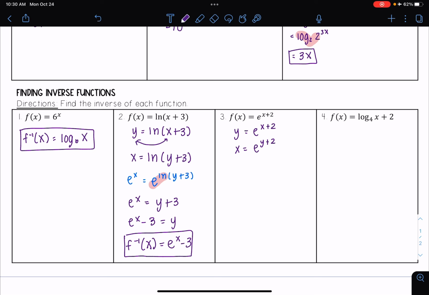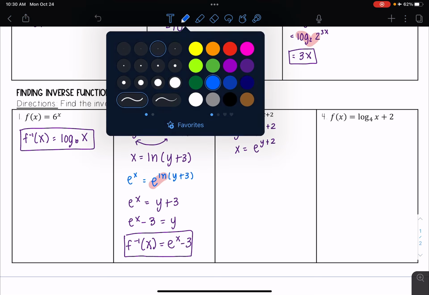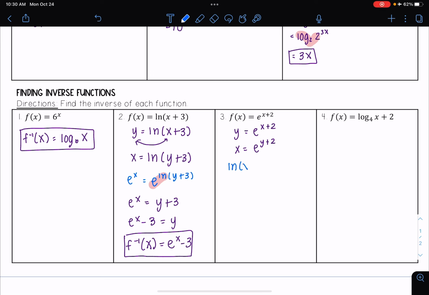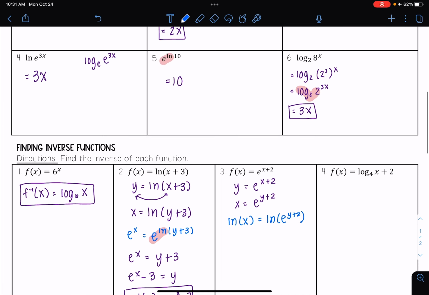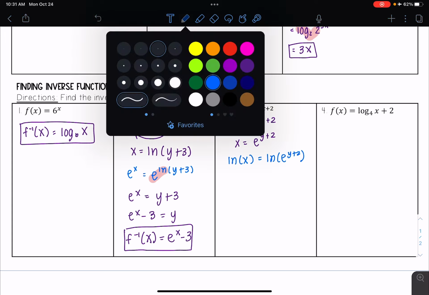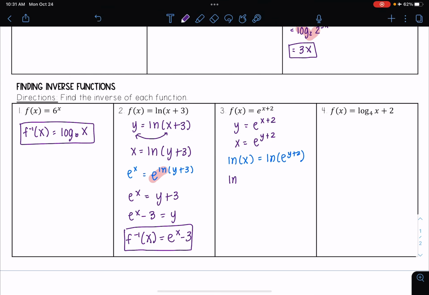So I'm going to rewrite this in logarithmic form. So I'm going to take the natural log of both sides. So now I have the natural log of x is equal to the natural log of e to the y plus 2. And just like what we saw up here, when I take the natural log of e, that cancels out. And so I am left with natural log of x is equal to y plus 2. And then when I subtract 2 to the other side, I get the natural log of x minus 2 is equal to y. So f inverse of x is equal to the natural log of x minus 2.